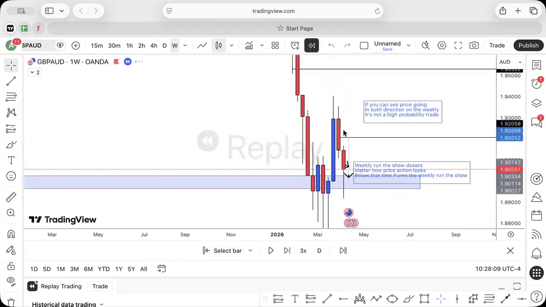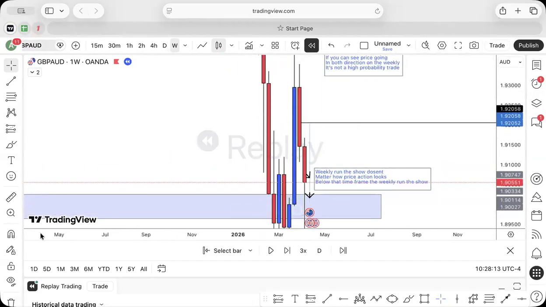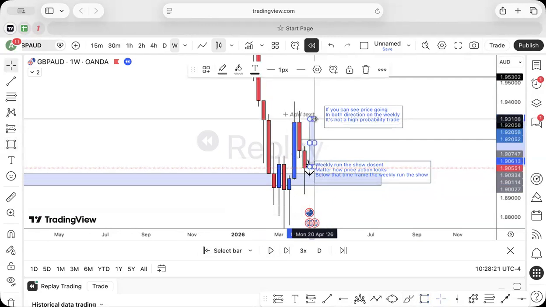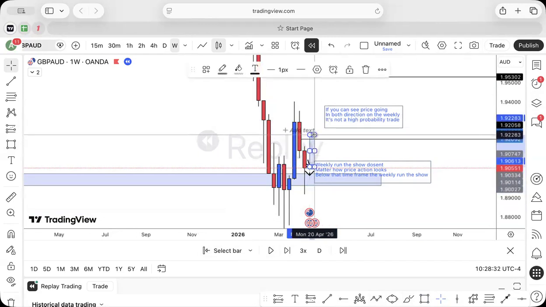Okay, bomb, right there. What I was looking at is that GBP AUD was giving me the idea of a positive rejection to continue to the upside, like this. That's the idea I was looking for. Could I have seen that happening? Possibly, but there was a 50-50 chance of it going in either direction, and that is the mistake that was made.